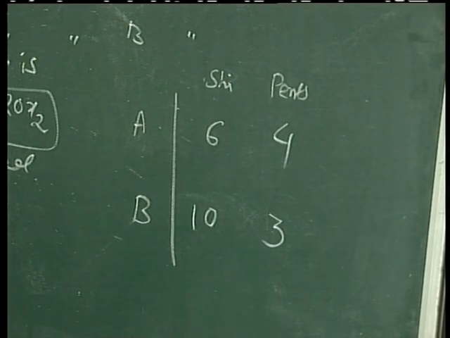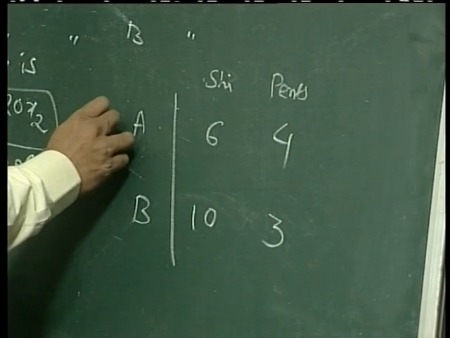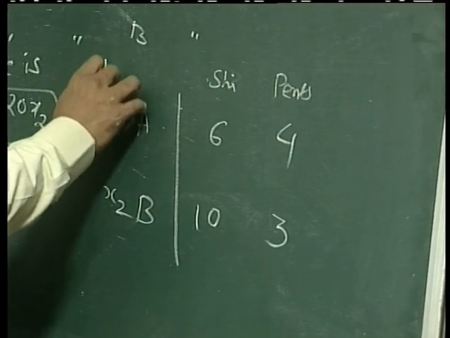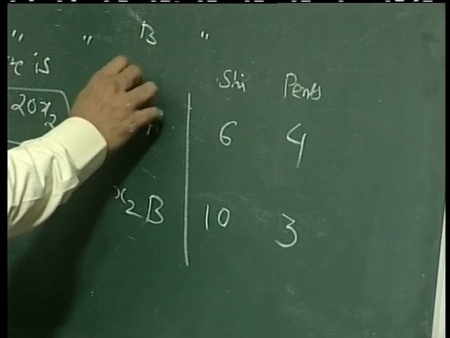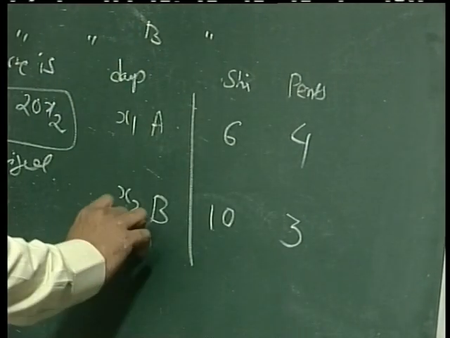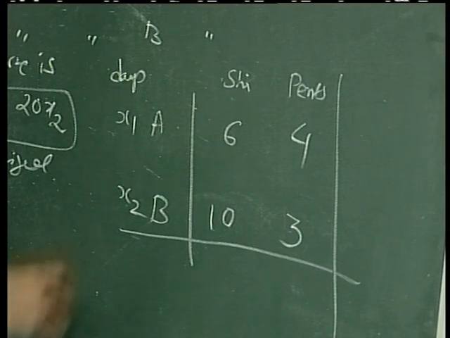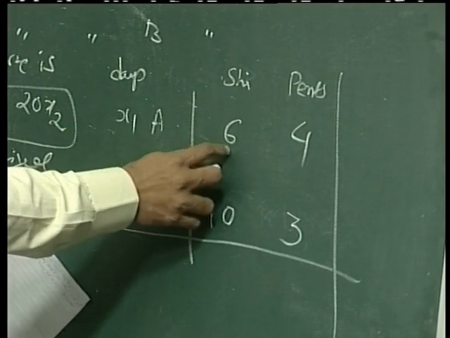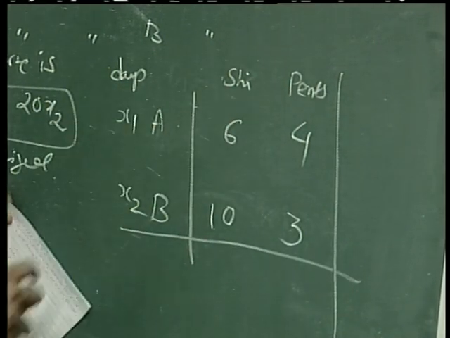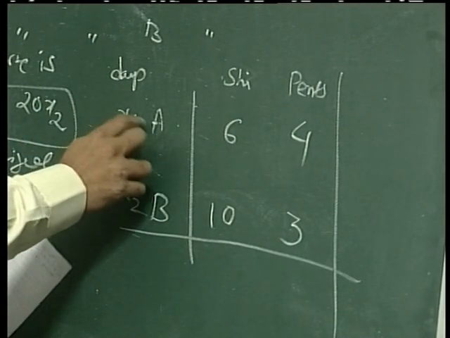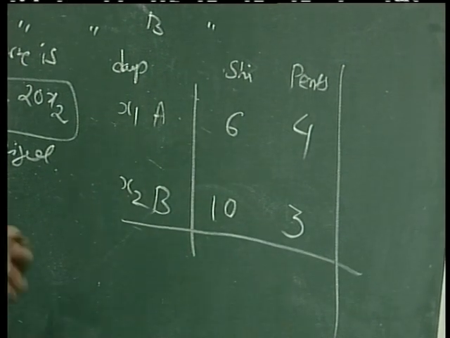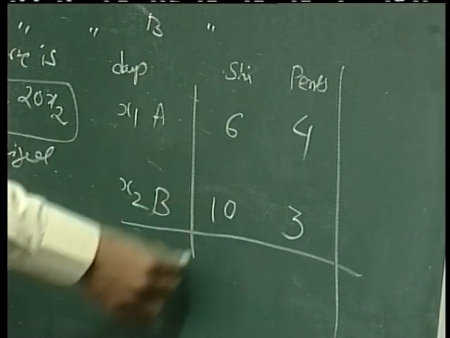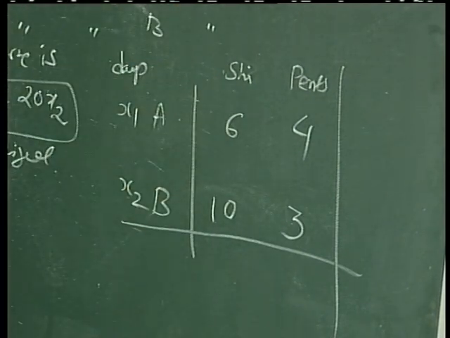And we have chosen x1, x2. These are the variables x1, x2, and they are the days. So what will happen here: when A works for 1 day, he makes 6 shirts and 4 pants. A is working for x1 days and B is working for x2 days. The concern is how many shirts in all will be formed.